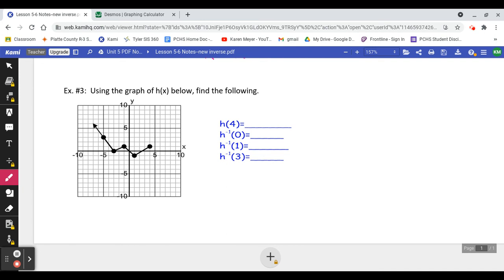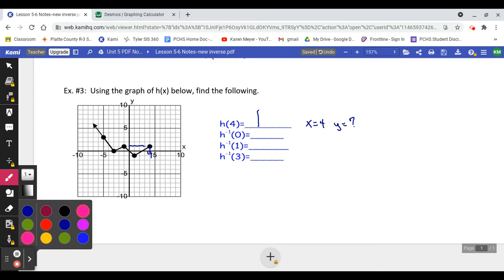So basically, I'm telling you the x number is 4. You tell me the y number. So go on your graph, find 4, follow it till it hits my dot, and then follow it across, and you'd say, oh, well, the y number is 1. Now, the next ones, you're going to notice that they have the inverse symbol.